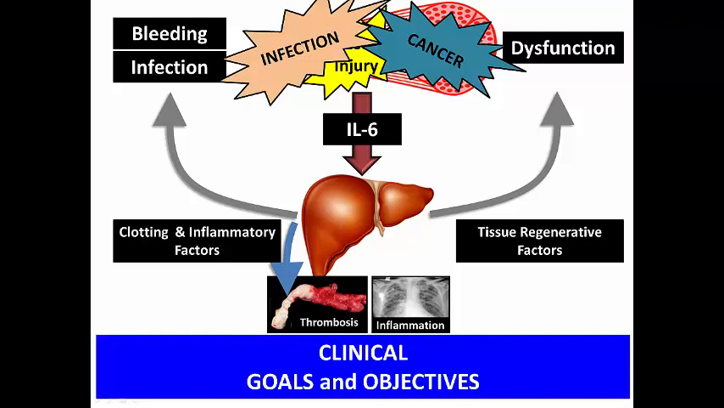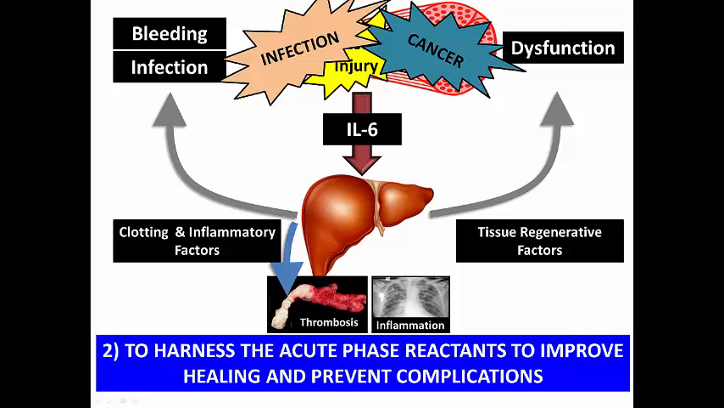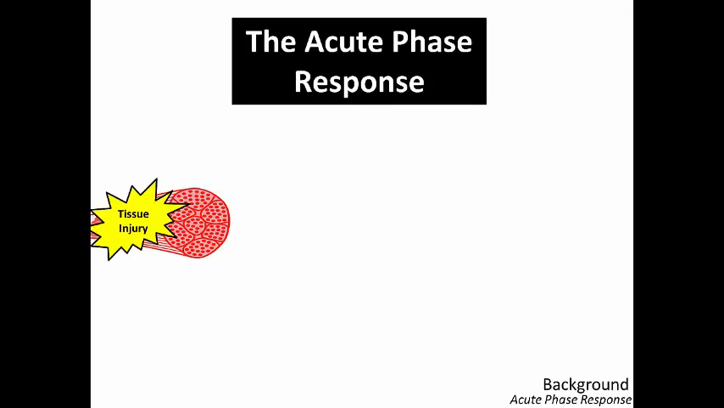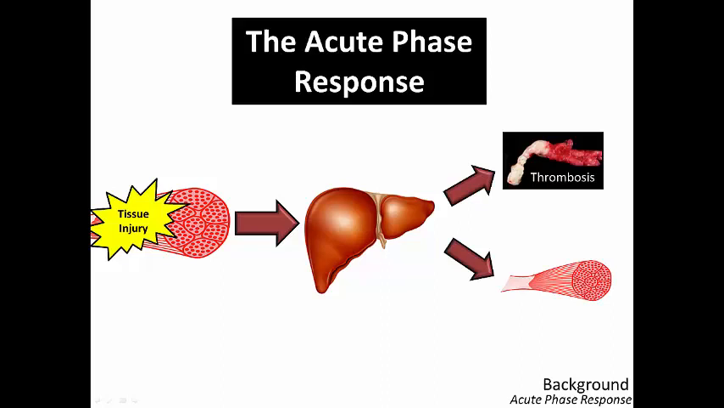Thus, clinically, we have two objectives in studying the acute phase response. First, to predict post-operative complications, allowing for pharmacological intervention, and two, to determine how to harness the power of the acute phase reactants to improve healing and avoid complications of a persistent or exuberant acute phase response. To recap, the acute phase response is an endocrine system between damaged tissues and the liver. It is essential for normal wound healing, but if prolonged or too robust, it can lead to life-threatening coagulopathies.